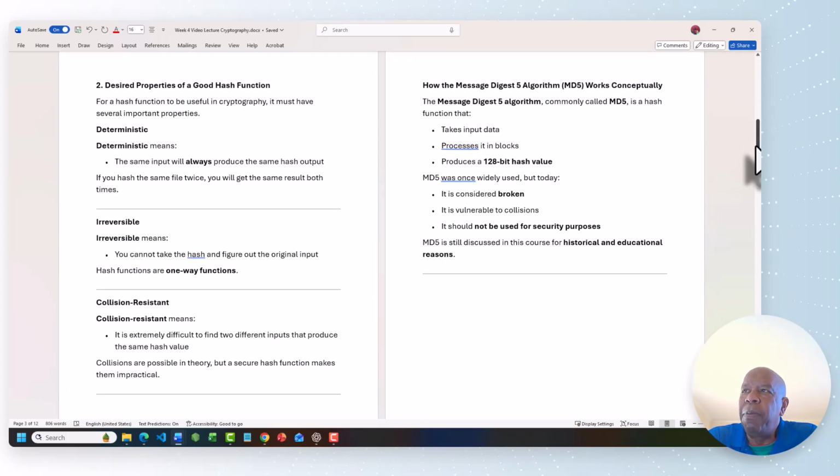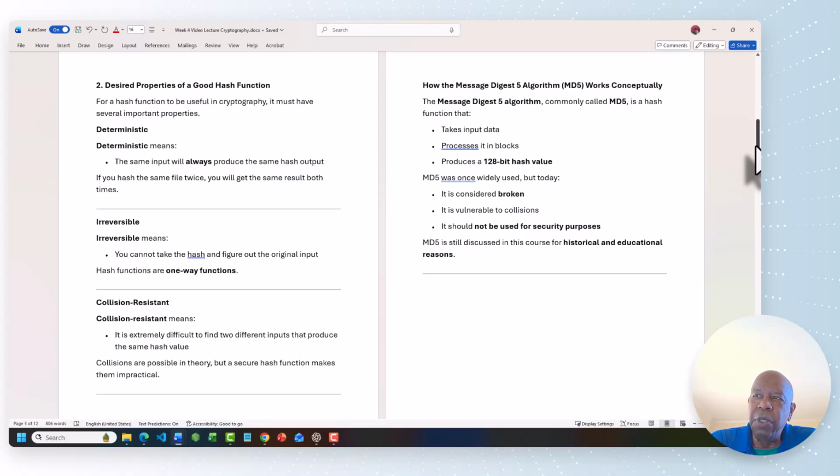The desired properties of a good hash function. What do we want to come out of a good hash function? For a hash function to be used in cryptography, it must have several important properties. Some of these we have seen before, but we're going to look at them in a little different manner. Deterministic means that the same input will always produce the same hash output. If you hash the same file twice, you get the same results both times.